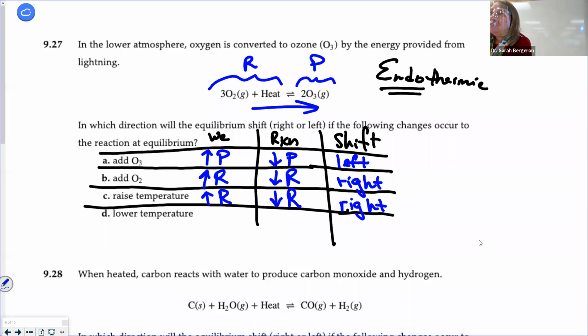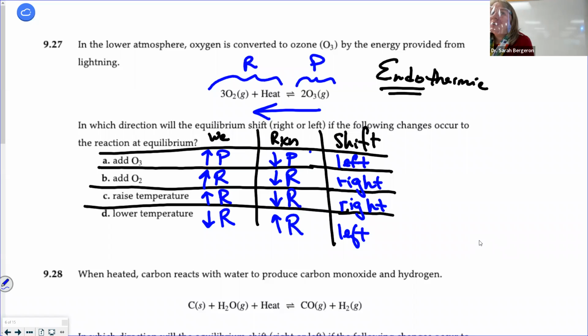How are we doing? Okay. D, lower the temperature. So temperature is still a reactant, but in this case, we are lowering the reactant. So now we're going to do the opposite. We're going to increase our reactant. How do we increase reactant? To make more reactant, we're going to shift left.